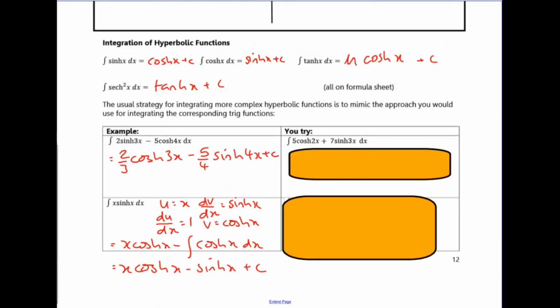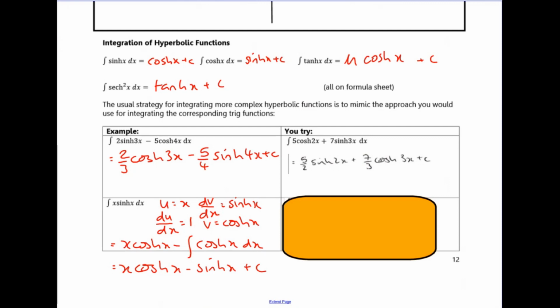Right, we'll go to the answers to these. The first one, get 5/2 sin 2x plus 7/3 cos 3x plus c.